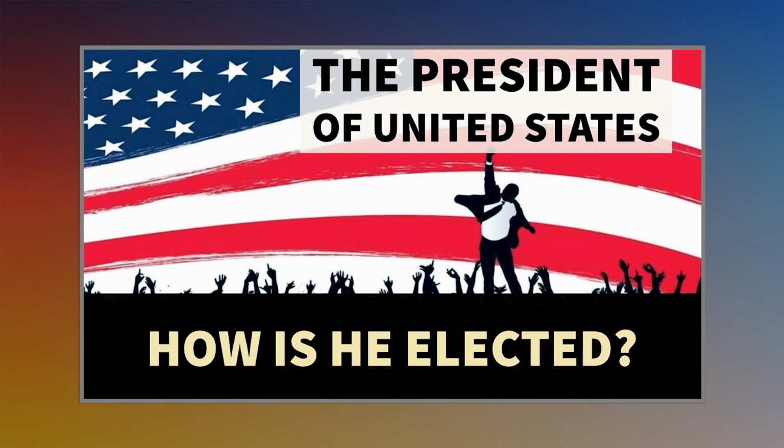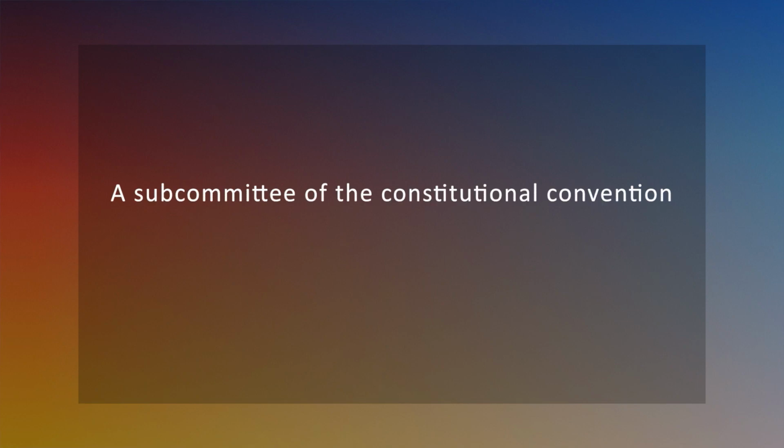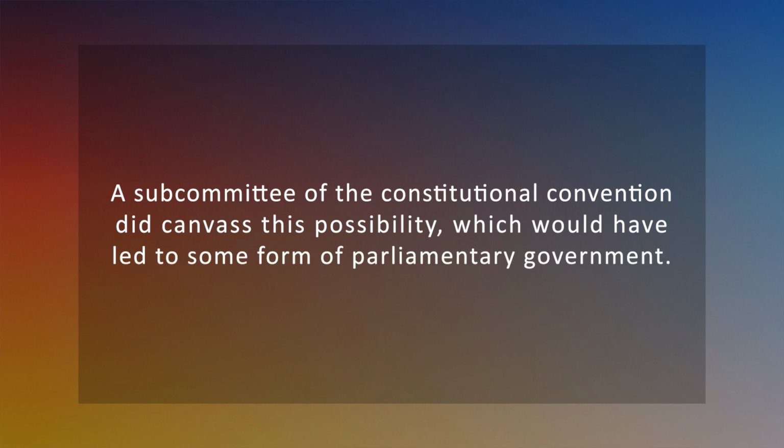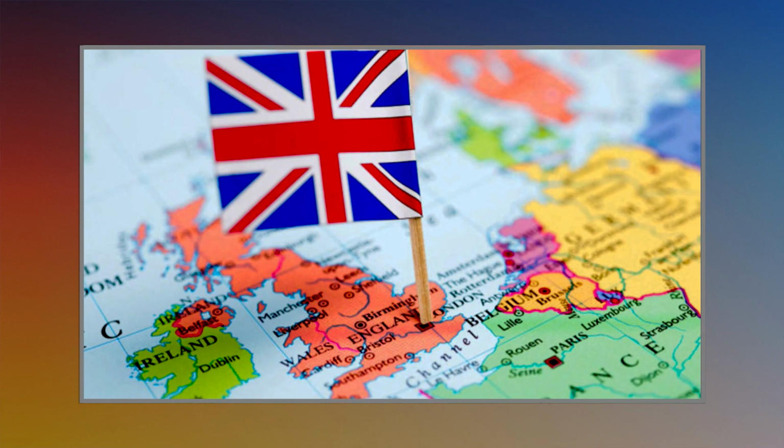How should the president be selected? Here the delegates were less clear. One possibility was to allow the national legislature to choose the chief executive. A subcommittee of the Constitutional Convention did canvass this possibility, which would have led to some form of parliamentary government. But the idea that the executive should be beholden to the assembly was not yet established, even in Britain. Had it been so, the convention could well have plumped for this method of appointment.